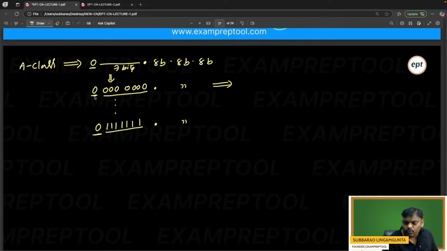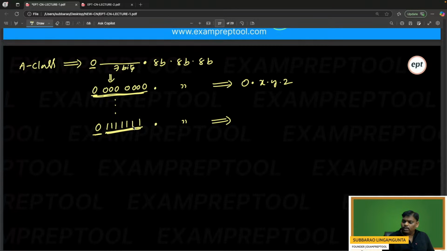If you see these 8 bits, 0 followed by 7 zeros and 0 followed by 7 ones, right? 0 followed by 7 zeros means the overall decimal value is 0. This will be 0.X.Y.Z, where they can be anything. Now the last one, 0 followed by 7 ones. You know very well, in the last class we discussed, with 7 bits, what is the largest decimal value possible? The answer is 2 power 7 minus 1.